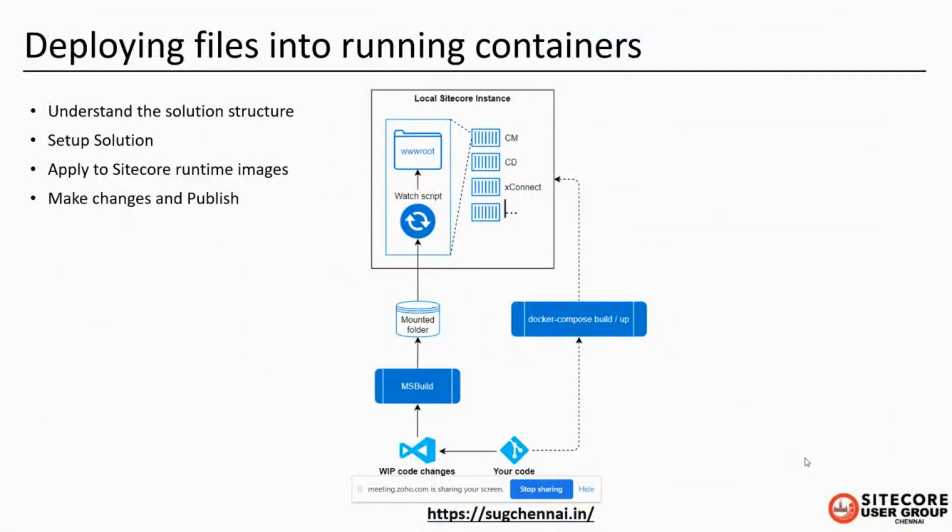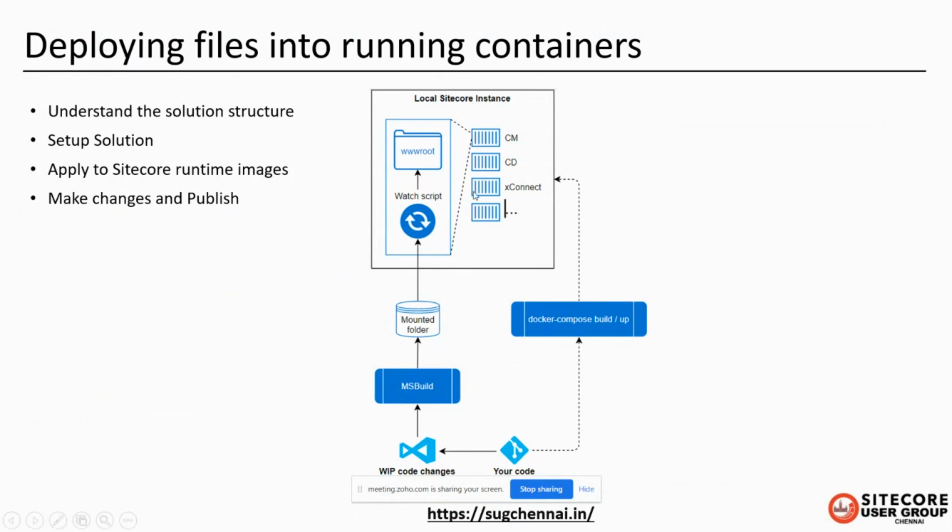Next, I'll explain how to configure our Sitecore solution. Okay. So you can deploy files from Visual Studio directly into locally running containers. Okay. You can use this during development to ensure efficient feedback loops as opposed to rebuilding your custom Sitecore image each time, right? So first we'll understand the solution structure.